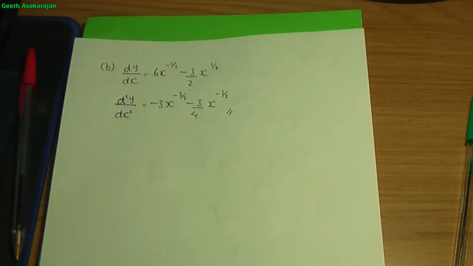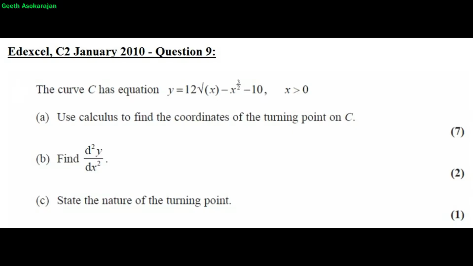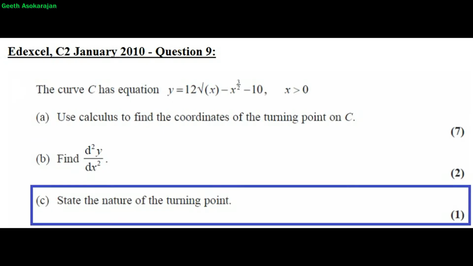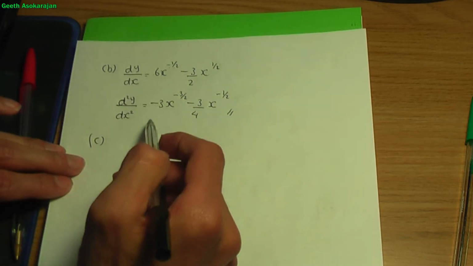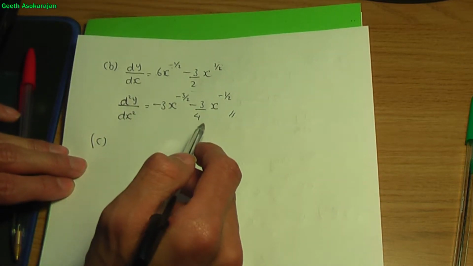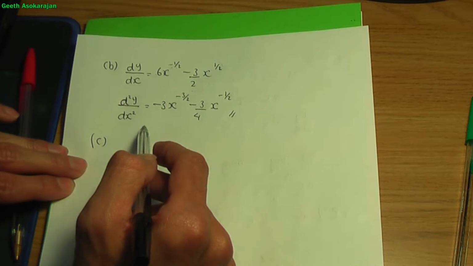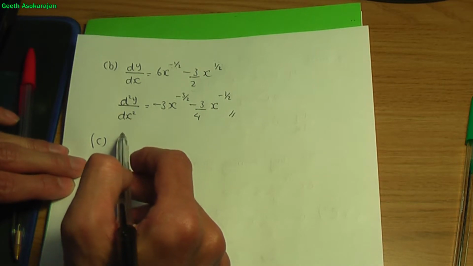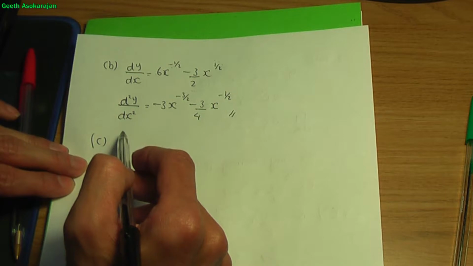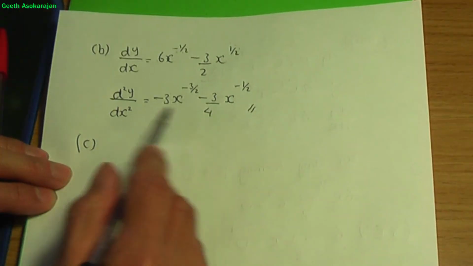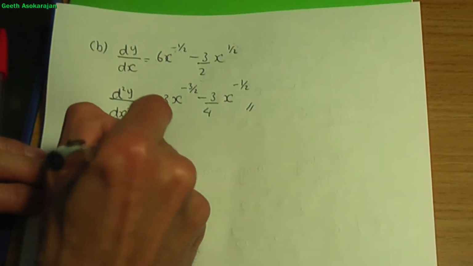Now let's go back to the screenshot. So we have a further part. The last part, part C, is to state the nature of the turning point. So let's think about this problem. Let's go back to the paper and pen. Now to work out the nature of the turning point, there's a couple of ways that we can do that. One of the ways is by using the second derivative test. Now we have the second derivative, so let me copy that down.